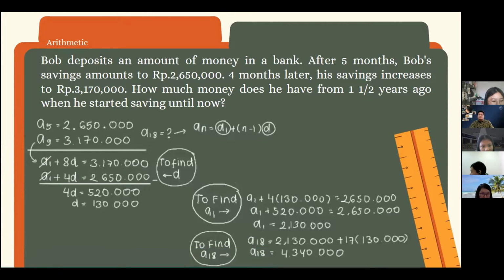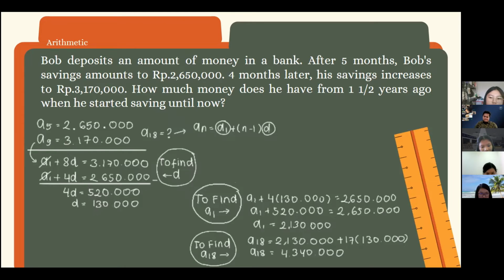Question number 2 is an arithmetic question. Bob deposits an amount of money in a bank. After 5 months, Bob's savings amount to 2,650,000 rupiah. 4 months later, the savings increase to 3,170,000 rupiah. How much money does he have from 1.5 years ago when he started saving until now?